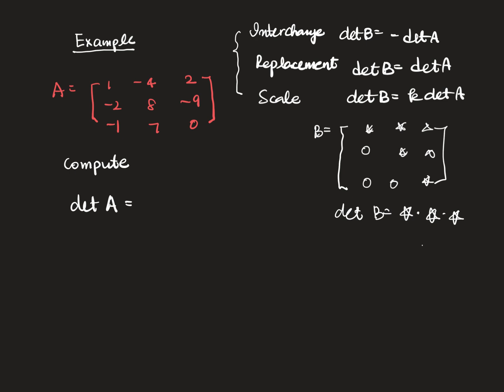Let's just start this one, guys. Determinant of A, making sure that's the notation. It's a bracket, that's different notation. 1, -4, 2, -2, 8, -9, -1, 7, 0. So what is our goal here? Let's make a triangular matrix.